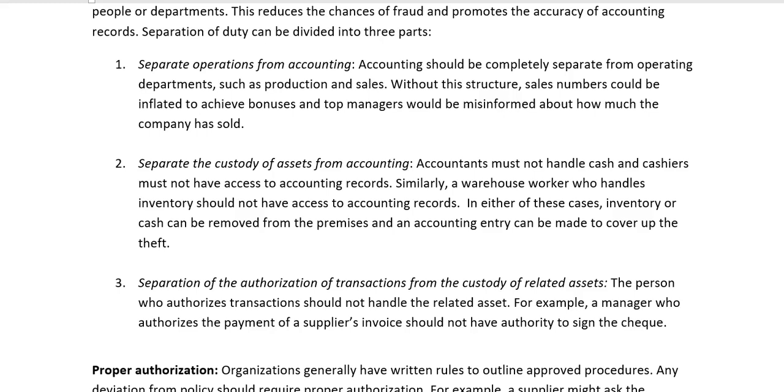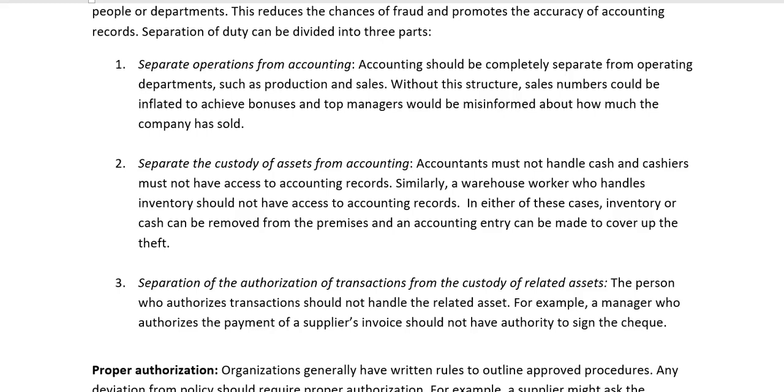Number two, separate the custody of assets from accounting. Accountants must not handle cash, and cashiers must not have access to accounting records. Similarly, a warehouse worker who handles inventory should not have access to accounting records. Otherwise, inventory or cash can be removed from the premises, and an accounting entry can be made to cover up the theft.